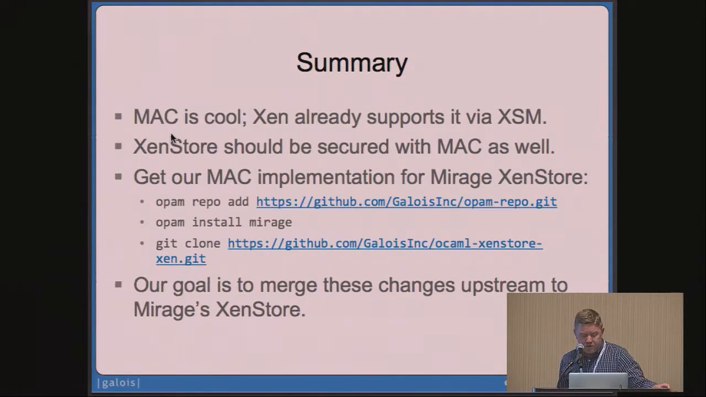All right. To summarize, mandatory access control is really cool. If you haven't checked out XSM, I highly recommend that you do. Play with it. You can do a lot with it. If you're going to use XSM, you should really be securing XenStore with MAC as well. It just so happens that there is a lovely implementation of MAC for XenStore that can be installed via OPAM, and you'll get a nice Mirage kernel at the end of the build process. This is all open source, and our goal is to merge this into upstream Mirage. I'd be happy to answer any questions you have.